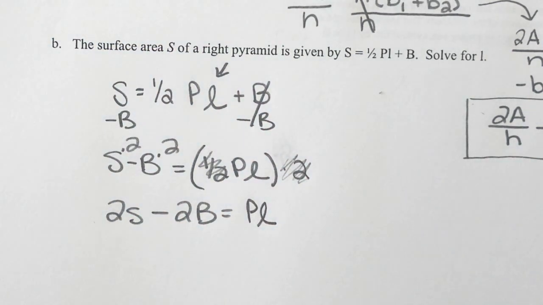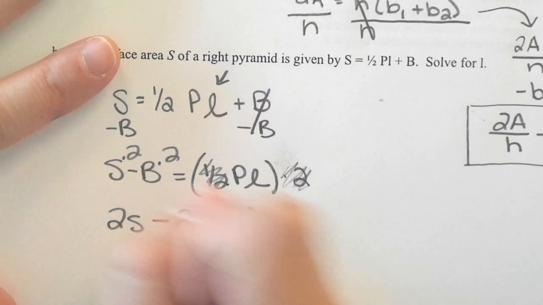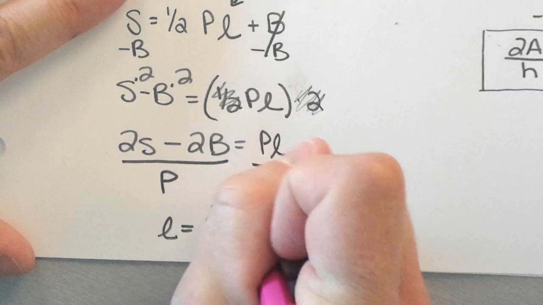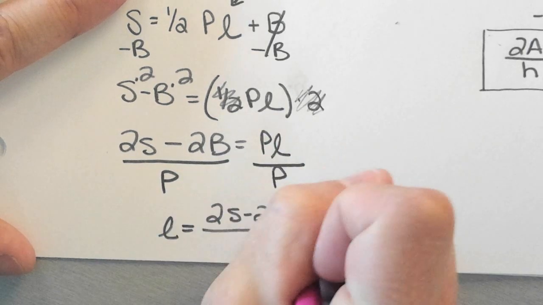If p is being multiplied to l, how can I get rid of p? Divide. And so my final answer, L equals 2S minus 2B over p.